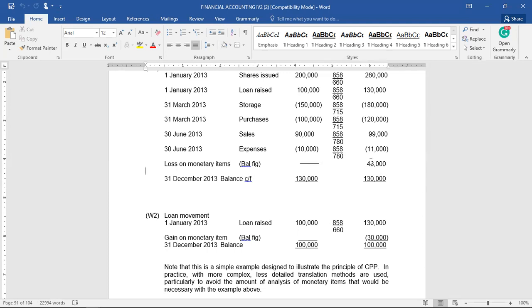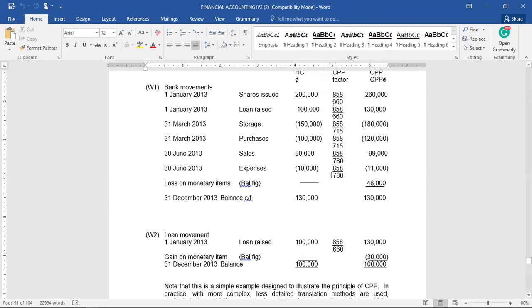That's where you are being told that the interest on loan is paid semi-annually and the rate is 10%. You should know that you do 10% of the 100,000 divided by 2. So 5,000 for one half, 5,000 for the second half. That is for historical cost. So 30th June, there's 5,000. 31st December, 5,000. For the 30th June CPP, I'm going to use the 30th June CPP, 858 over 780, multiplied by 5,000. Then I get the CPP for that one.